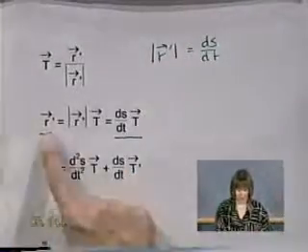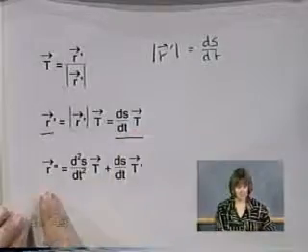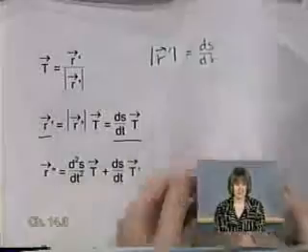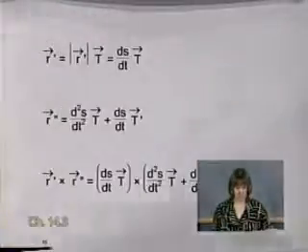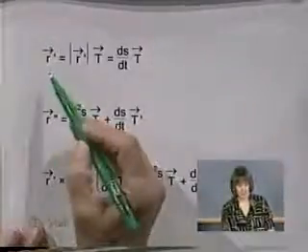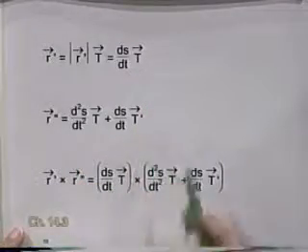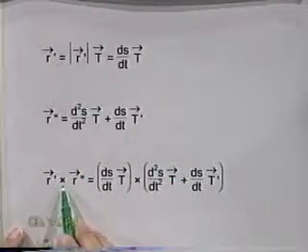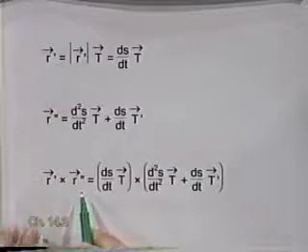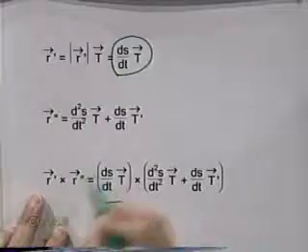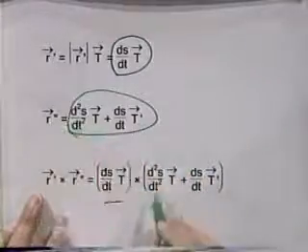Now, I have this representation for r prime, and this representation for r double prime. And just for the hell of it, some mathematician years ago said, why not? Let's look at what r prime crossed with r double prime is. For r prime, I'm using this representation, and for r double prime, I'm using this representation.